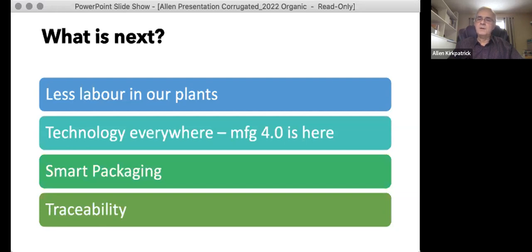They took something in our industry that's very, very basic, and they made it a specialty simply because it runs so fast. I think there's a lot of smart packaging opportunities coming in our world, and that also is related to technology. And traceability is a direction that I think we need to do better on.